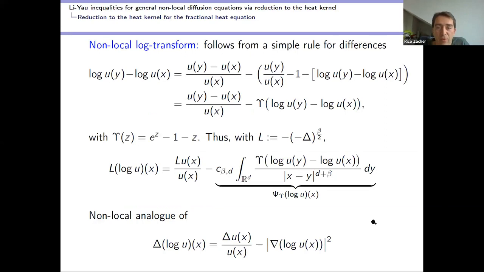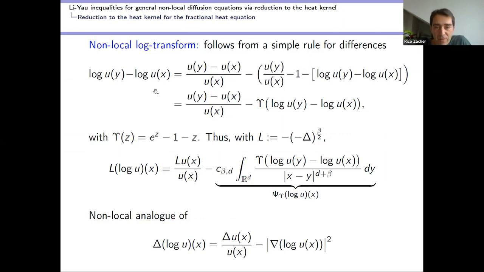In fact, it follows from a simple algebraic rule for differences. So let's have a look first at the classical rule, which is written on the bottom. So we have the Laplacian of log u is nothing else but Laplacian of u divided by u minus this gradient term. Okay, so now let's try to find something similar for the non-local operator. So now, in the non-local case, we have to look at differences. So we look at the difference log u(y) minus log u(x). I mean, in the end, we have to multiply with the kernel and then integrate, and we have the operator. So it's basically a rule for differences.